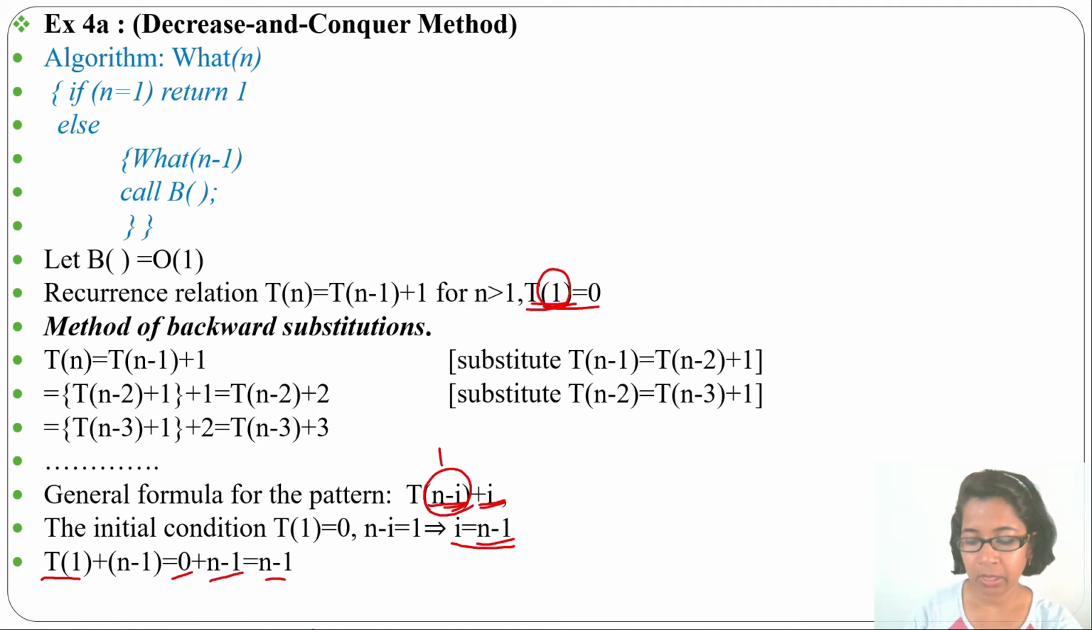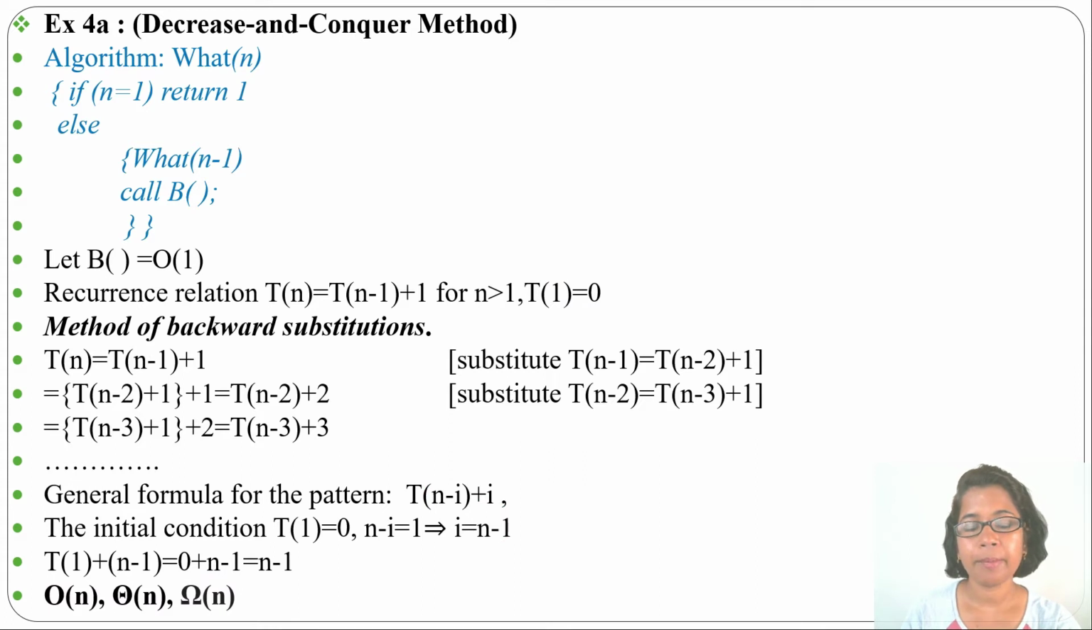Running time will be big O of n, or theta of n, or omega of n. We solved by method of backward substitution. Let's solve by recurrence tree method.